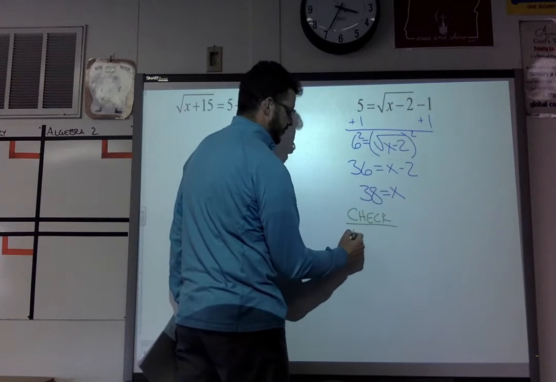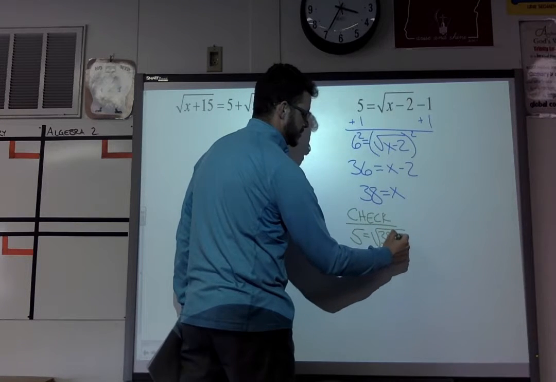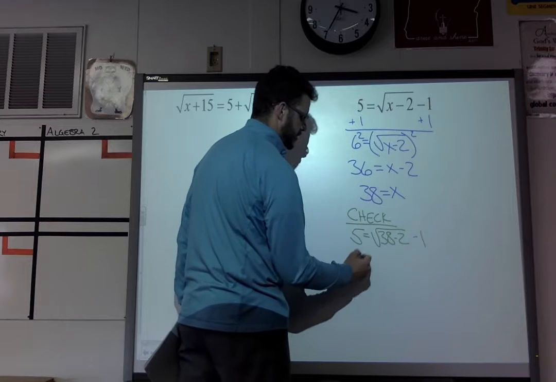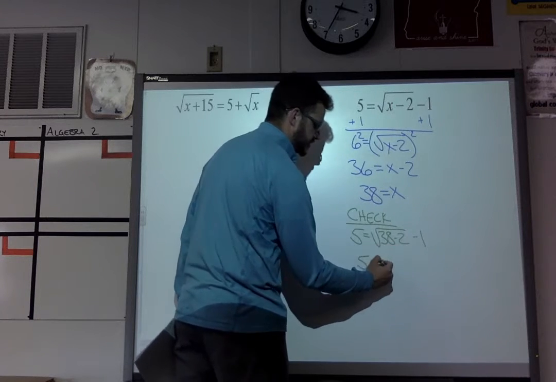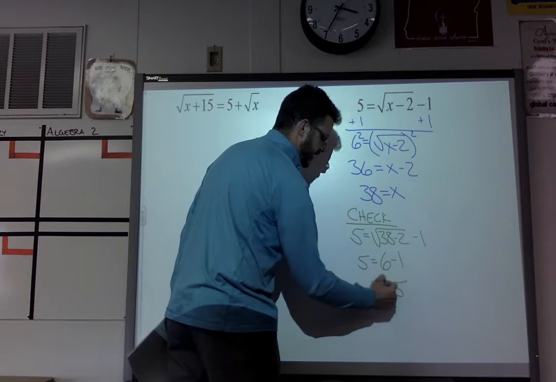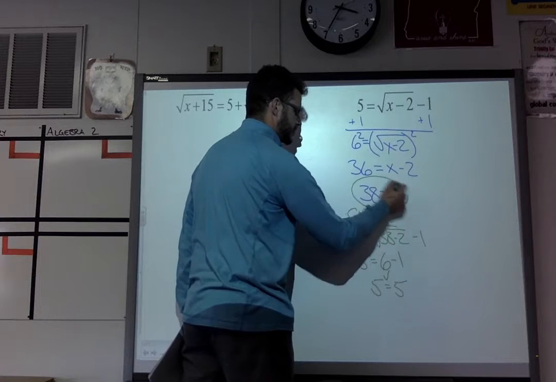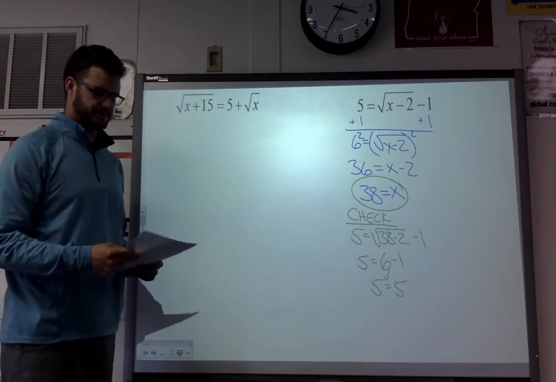And we would get 5 equals the square root of 38 minus 2 minus 1, or 5 equals the square root of 36, so 6 minus 1, 5 equals 5, that works. So x equals 38 would be our solution.